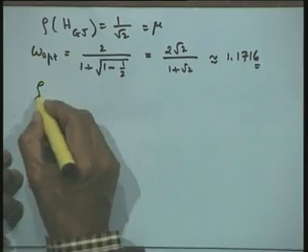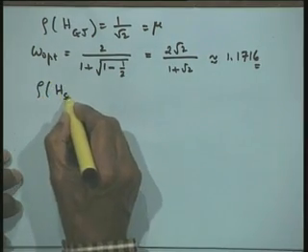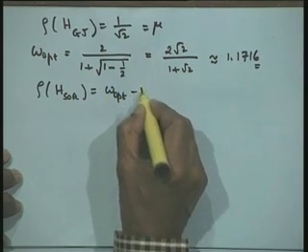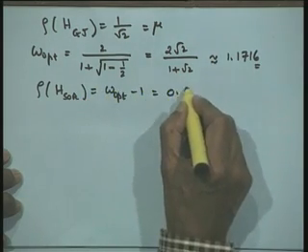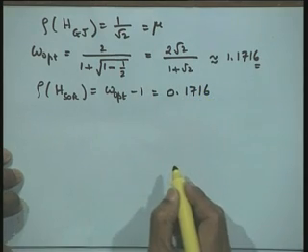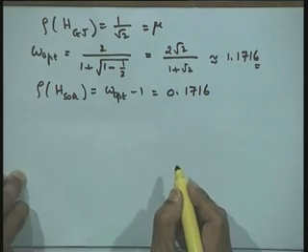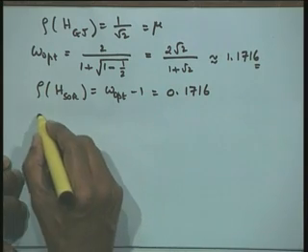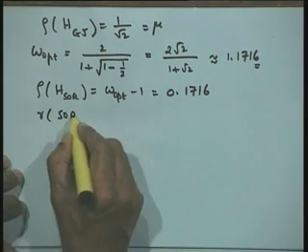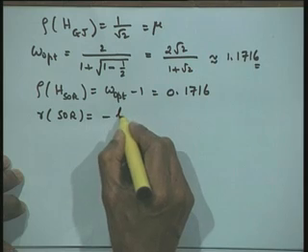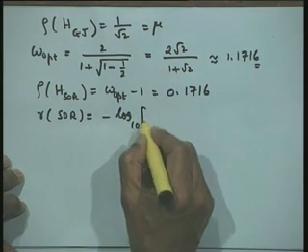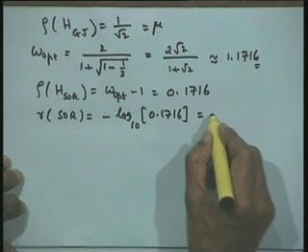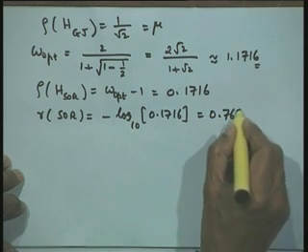Therefore, now I will have the spectral radius of SOR as omega optimum minus 1. So, I will have simply 0.1716 as the spectral radius of the SOR matrix. Hence, I will have the rate of convergence of the SOR method equal to minus log base 10 of 0.1716, which is 0.7656.